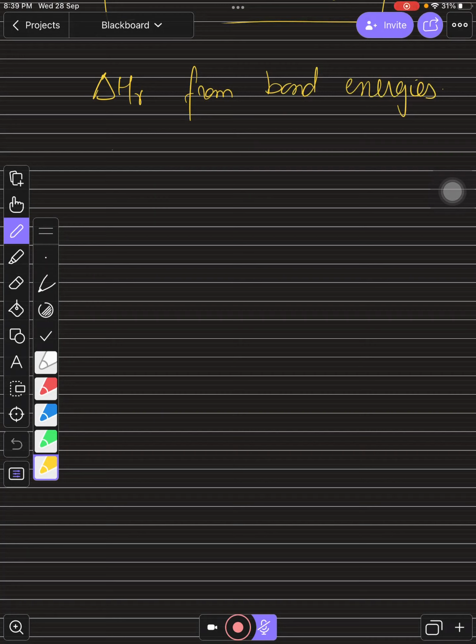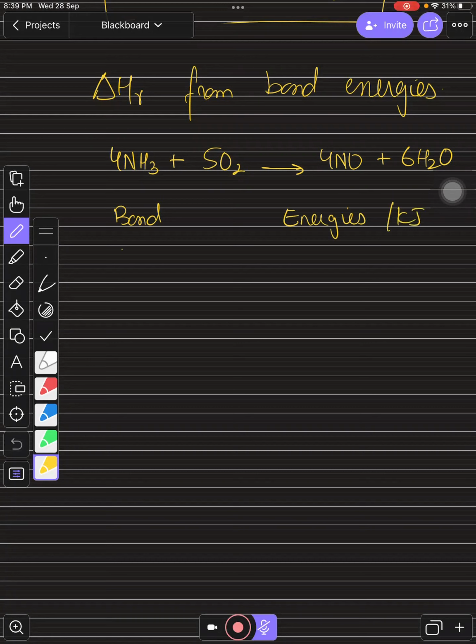Then this is a question, for example, 4NH3 reacting with 5 oxygen gas molecules and forming 4 nitrogen monoxide plus 6 water molecules. This is the question, and they gave us the bond energies as well, in kilojoules, right? They gave us the N-H bond, which has 391 energy. They gave us the oxygen bond, which has 498 energy. And they gave us the nitrogen and oxygen double bond with 587 kilojoules of energy, and the O-H bond with 464 energy, right?